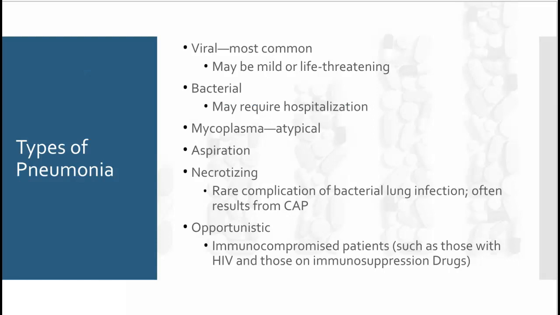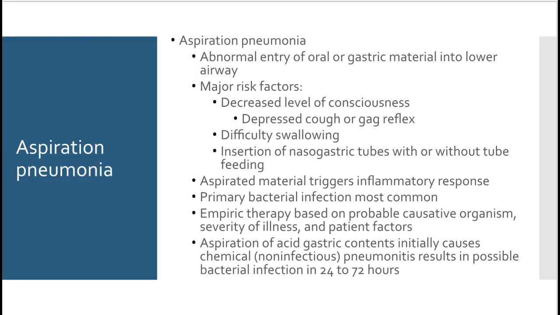So again, other types of pneumonia: viral is the most common, may be mild or life-threatening. Bacterial may require hospitalization. Mycoplasma is an atypical type. Aspiration, when somebody aspirates. Necrotizing is a rare complication of bacterial lung infections, often resulting from community-acquired pneumonia. And then opportunistic, and this happens in our immunocompromised patients, such as those with HIV or those who are on immunosuppression drugs. So aspiration pneumonia is when there's an abnormal entry of oral or gastric material into the lower airway.